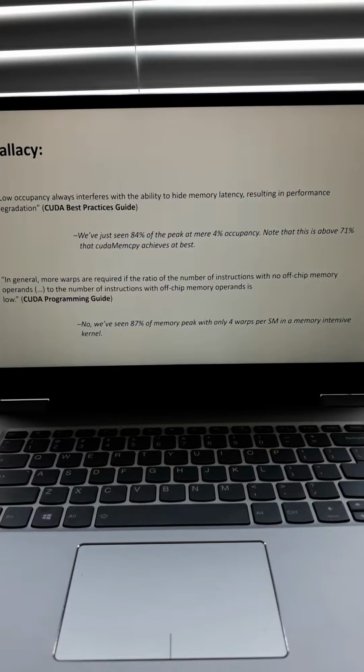And also that in general more warps are required if the ratio of the number of instructions with no off-chip memory operand to the number of instructions with off-chip memory operand is low. We have seen 87% memory peak with only 4 warps per SM in a memory intensive kernel.